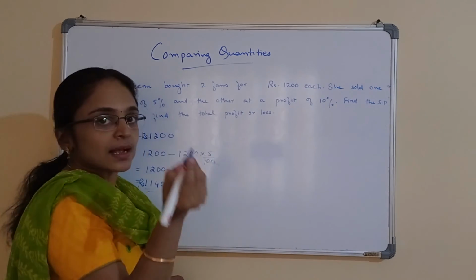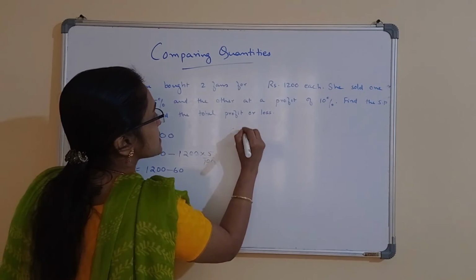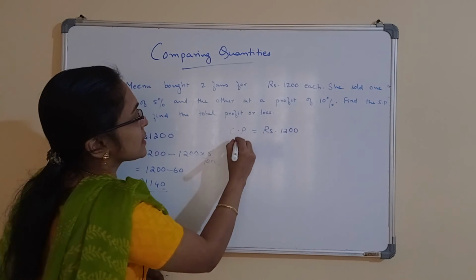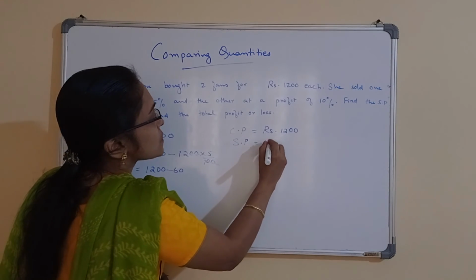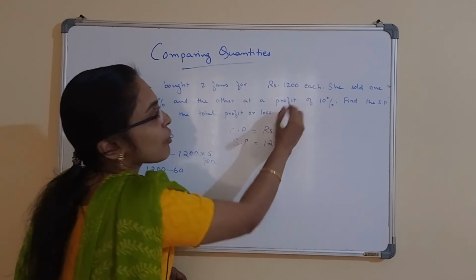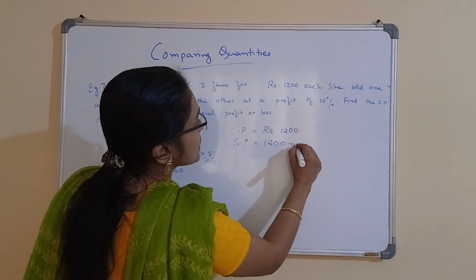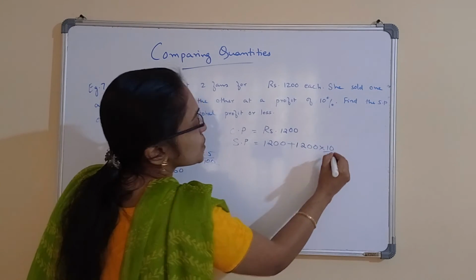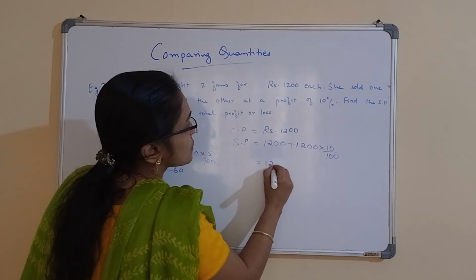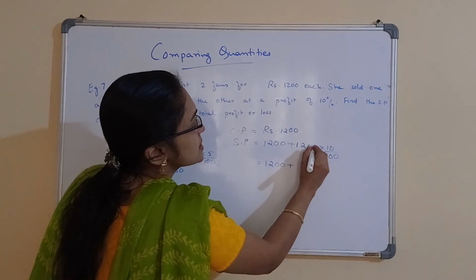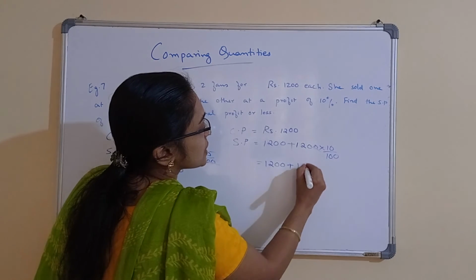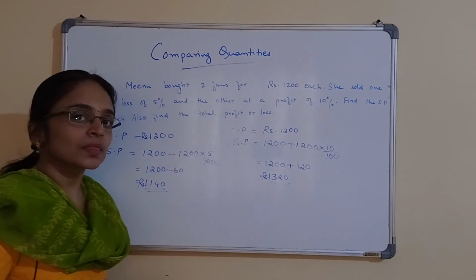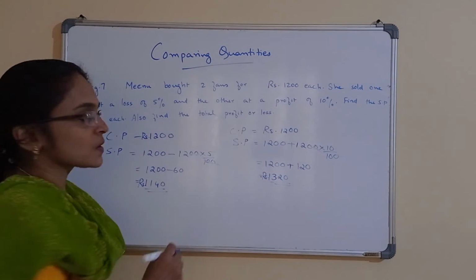Now let us consider the second fan. Cost price is equal to 1,200 and selling price is equal to 1,200 plus profit, right? So 1,200 plus 1,200 into 10 by 100 which is equal to 1,200 plus this is 120 and that is equal to 1,320 rupees. Okay, so what is the total cost price?